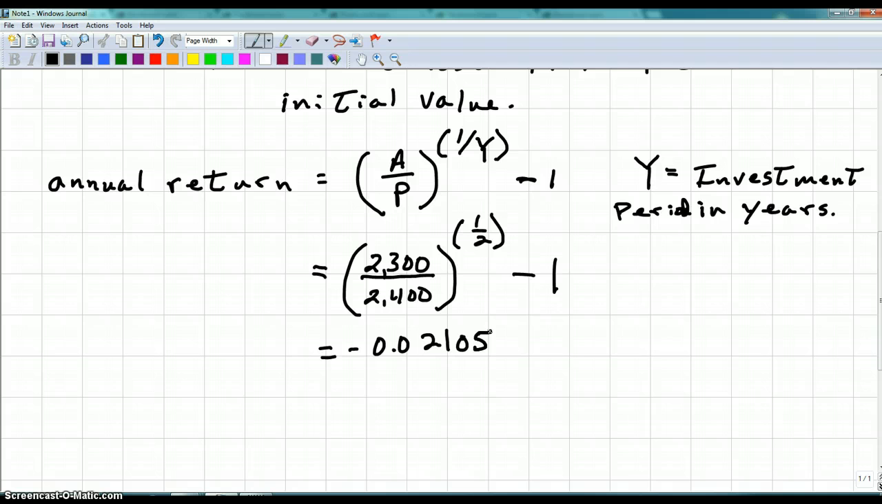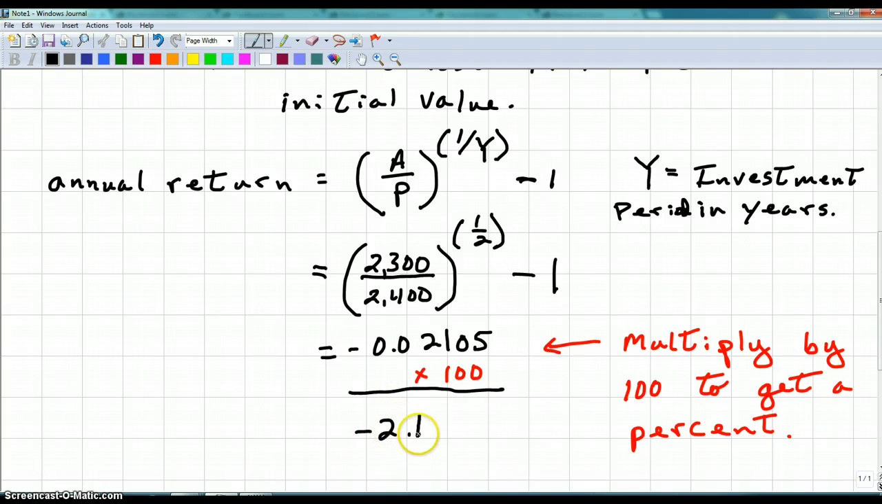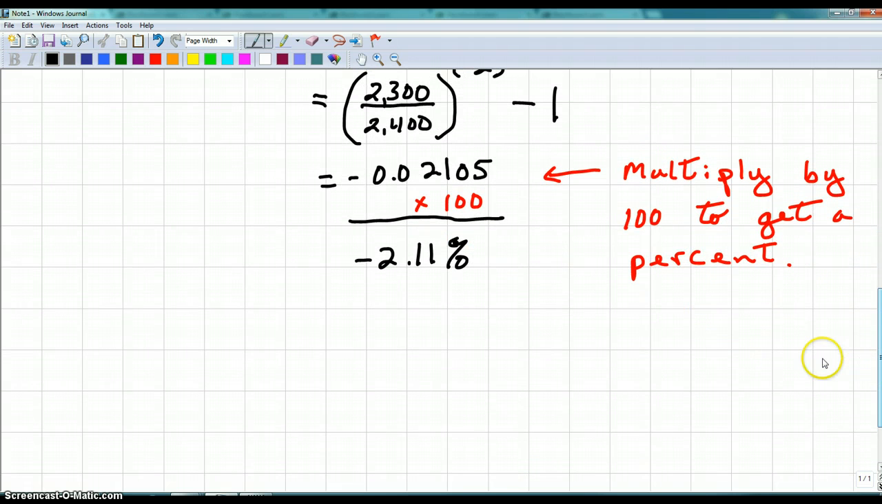Once again, I need to multiply this by 100 to get a percent. So if I multiply by 100, I'm given the fact that it's a negative 2.11%. And that is my annual yield, which means that I had a negative annual yield over the course of 2 years.